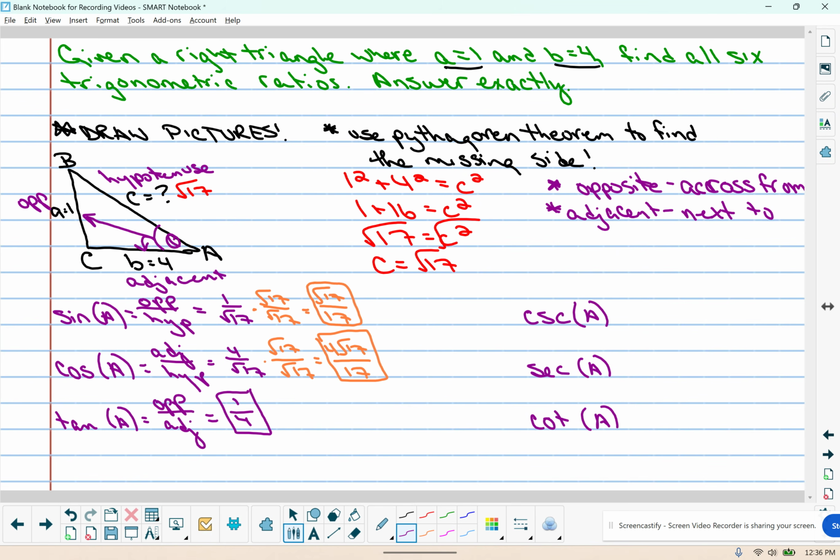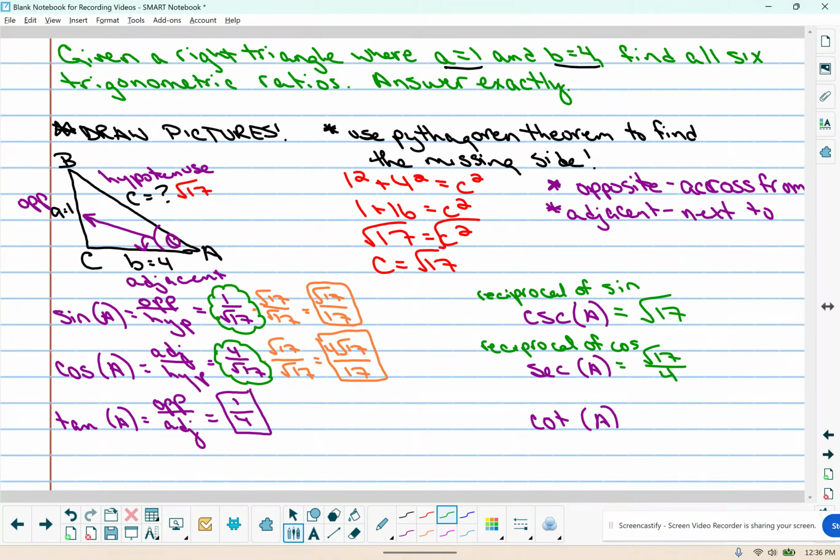Okay, so now when you do your cosecant, remember that this is the reciprocal of sine, right? So if you take this piece that you originally wrote down, well, the reciprocal of that's going to be rad 17 over 1. So that's just rad 17. The over 1 part doesn't matter, right? Secant is the reciprocal of cosine. And so that's over here, reciprocal of cosine. So that's going to be rad 17 over 4. That's the answer to that guy.